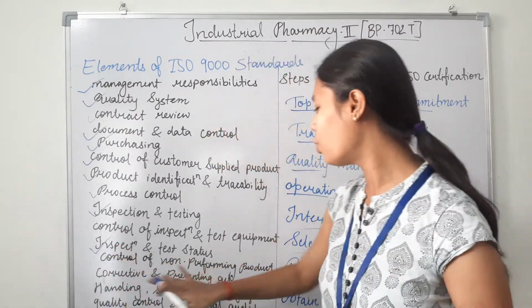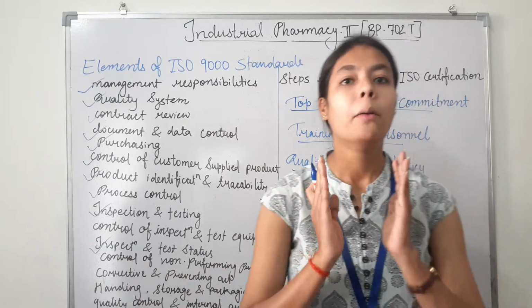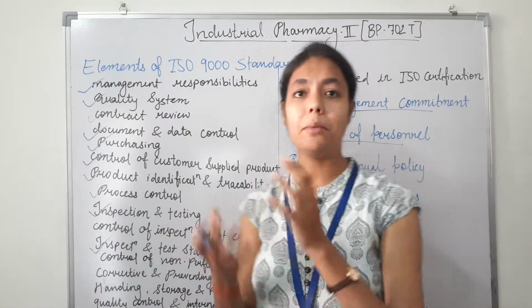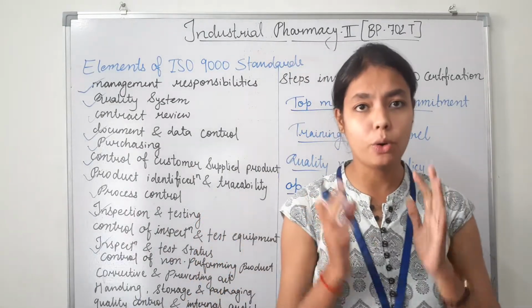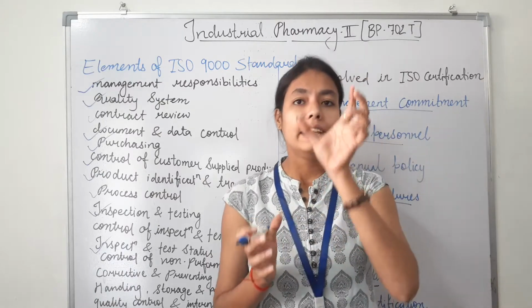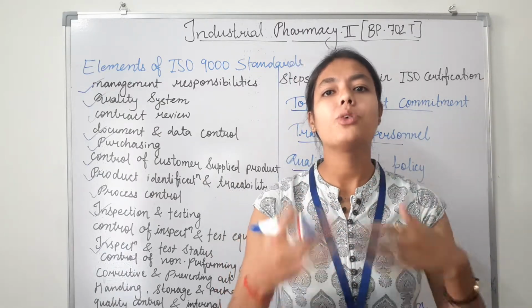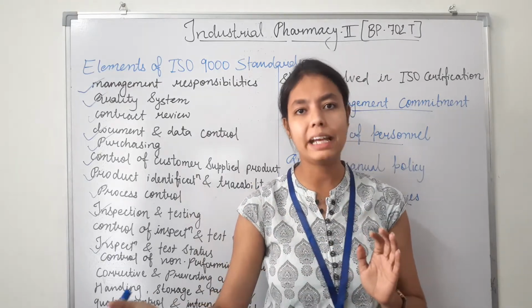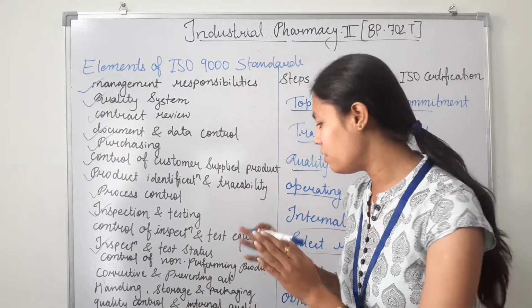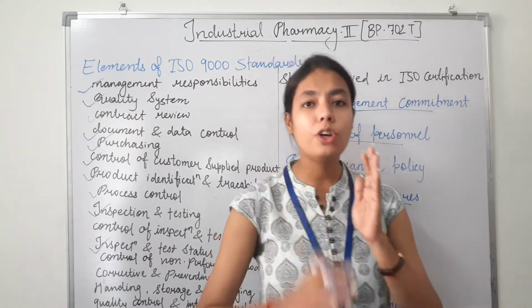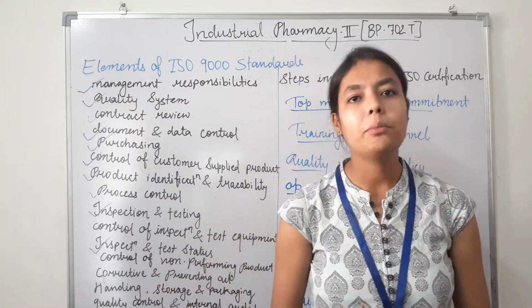After that, control of non-performing product. That means what are the rejected materials and how we have to control that particular product. So the aim here is to ensure that the non-conforming product is not used by mistake. That means we have to assure that the non-conforming product should not reach the ultimate user.